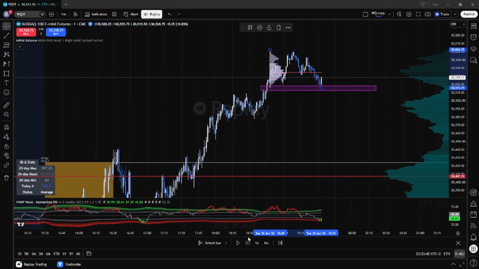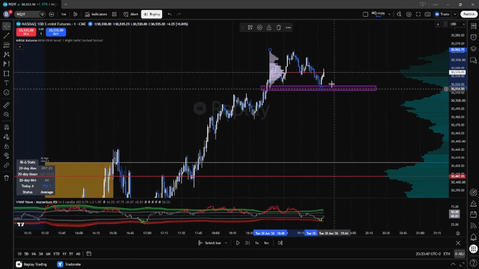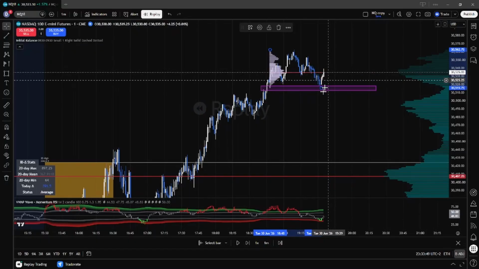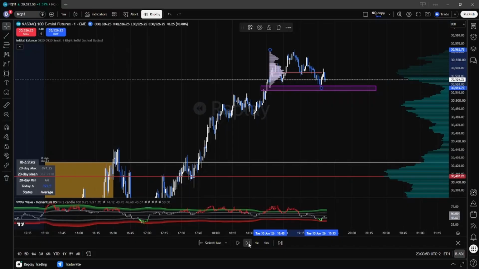You'll see what actually happens if we start playing this out. The first bar is fairly stunted, and look what that second bar does. It rejects exactly on the point of control. As we watch this play out, you will see it rejects, not too hard because it wasn't enough to stop you out, and continues to consolidate around this point of control.